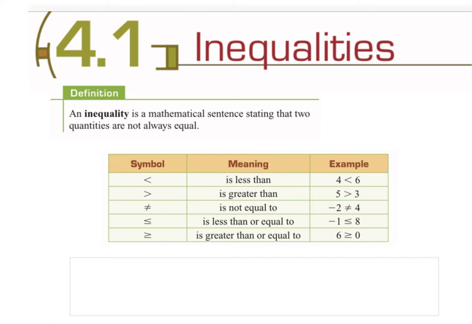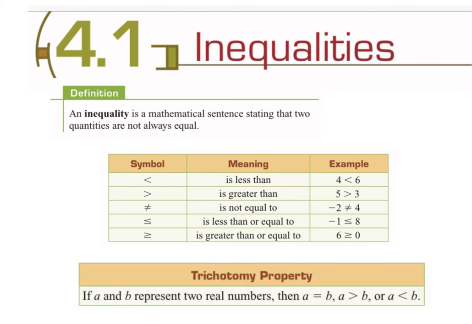All right. And then this last thing that they tell us, trichotomy property. If A and B represent two real numbers, one of these must be true. Either A has to be equal to B, A can be greater than B, or A can be less than B. Those are your only options, all right? And yes, you have less than or equal to, but it falls into those three groups. They're either going to be equal, greater than, or less than, all right? So let's look at just what these inequalities mean.